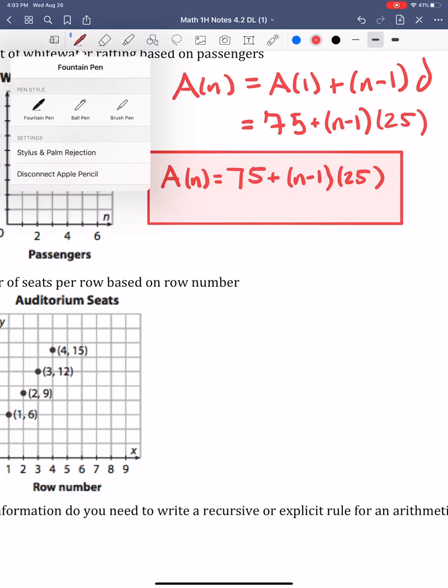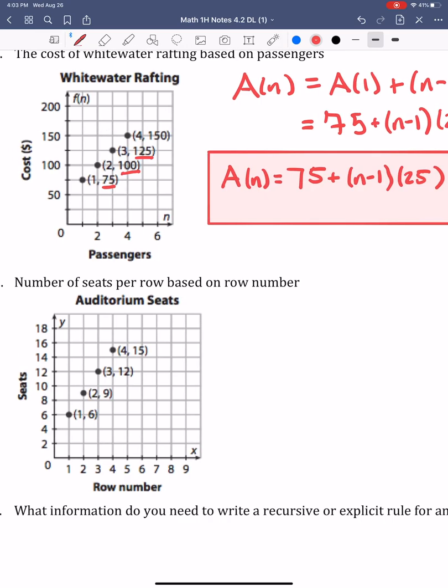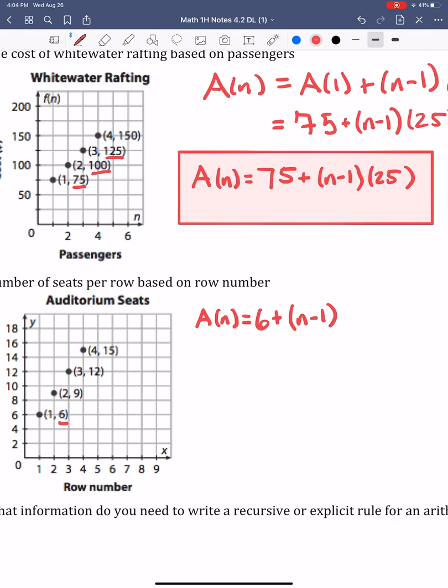Same idea. So for this one, our a1 value is going to be 6, right? We can see that's the first piece there. So I'm going to set this up. a_n equals 6 plus n minus 1, and then whatever the d value is. So we're going from 6 to 9 to 12 to 15, so that's going to be 3. And so then that's all we need for that one is our formula. Looks just like that, and we're good to go.